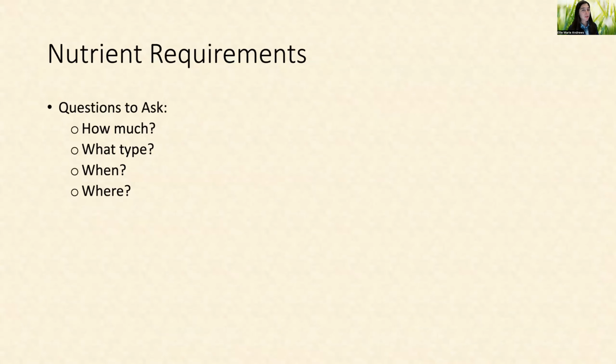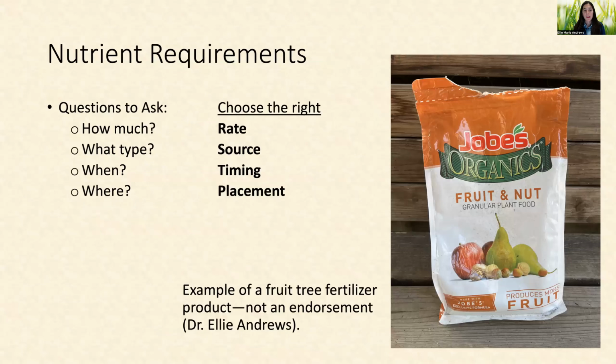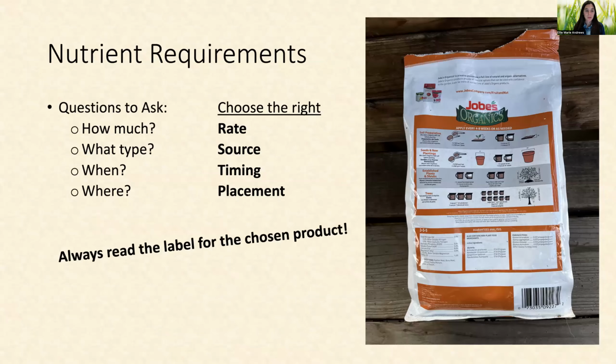So thinking about nutrient requirements, you want to ask yourself some really important foundational questions. How much, or what rate, what type, when do I apply it, and where do I put it? So we're talking about rate, source, timing, and placement. And this is just an example of a product that a home grower could buy. Definitely not an official endorsement, just an example. There are a lot of different products out there, and I highly recommend exploring lots of different options, making sure you choose what's right for you.